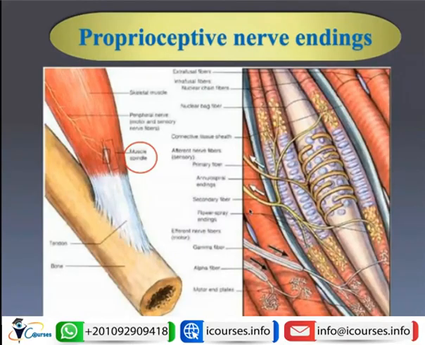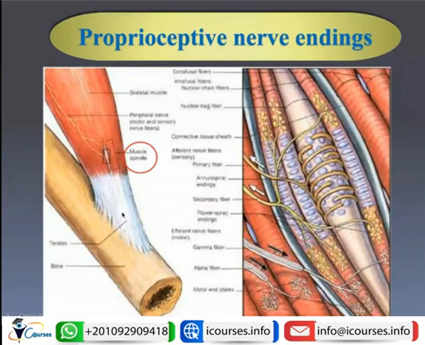Finally, we have the proprioceptive nerve endings. The proprioceptive nerve endings are the junction between the nerve fibers and the muscle fiber. This is called the proprioceptive nerve endings. And in the extraocular muscle, they take a very unique configuration that we will see now.